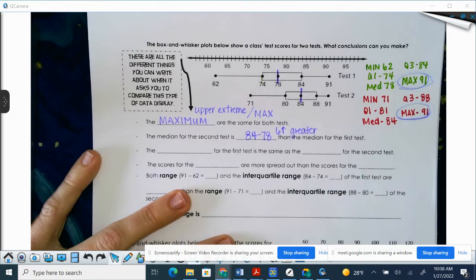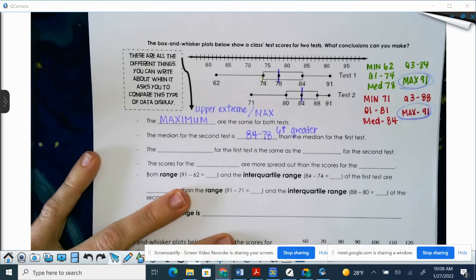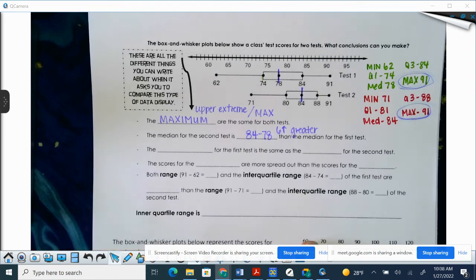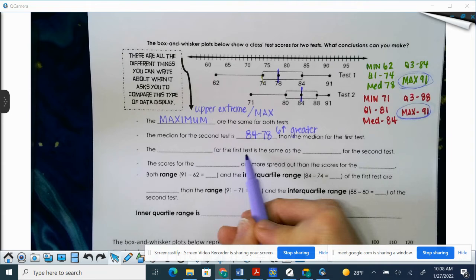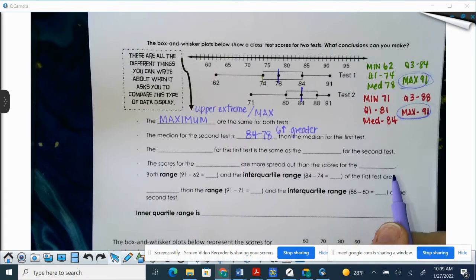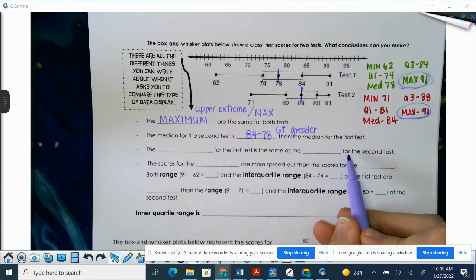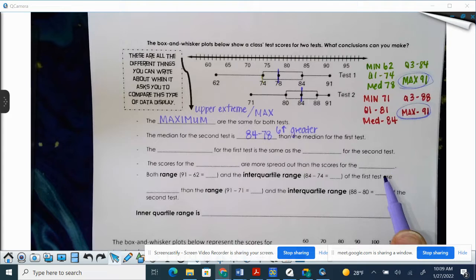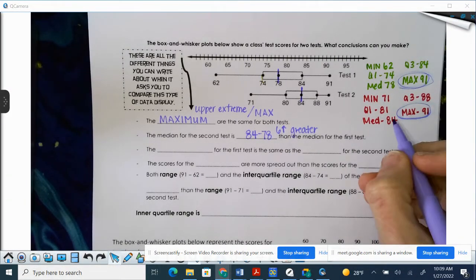So hopefully you're seeing it's really not computationally much different when you have 2. It's just making sure you're going slow enough and paying attention to what the question is asking. The blank for the first test is the same as the blank for the second test. Logically, it's not going to be max because we already discussed that. So let's discuss range and IQR.